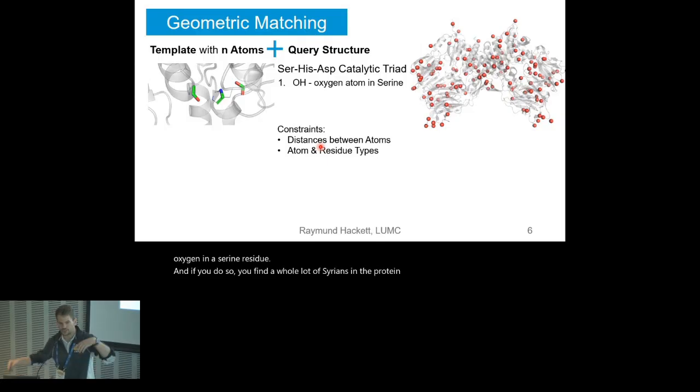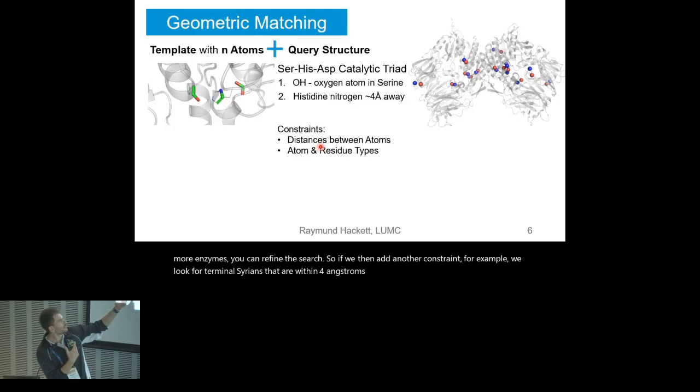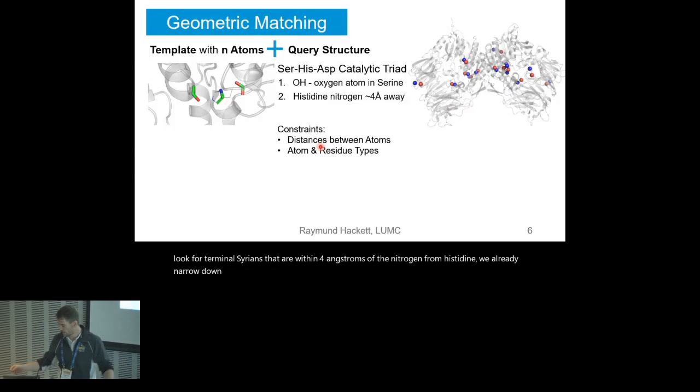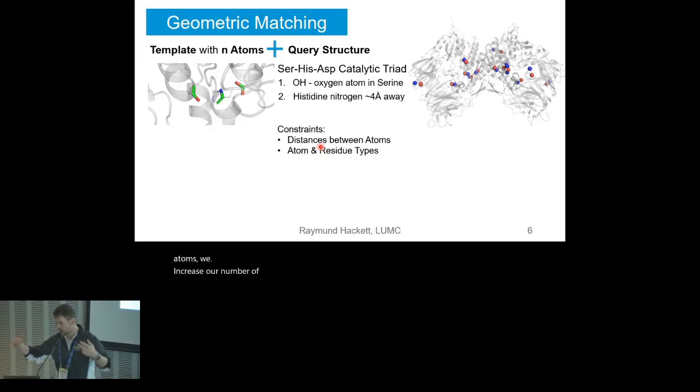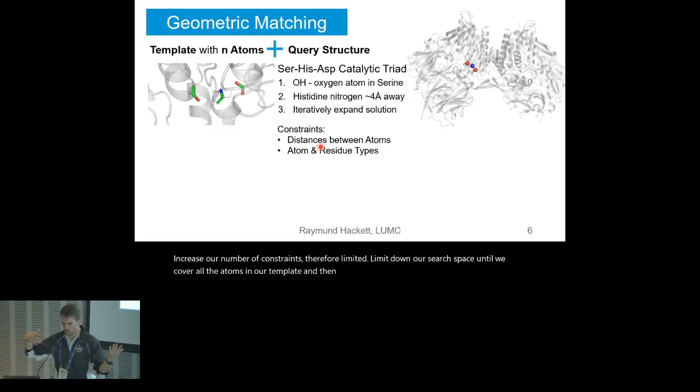So then as you iteratively add more atoms, you can refine this search. If we then add another constraint, for example, we look for terminal serines that are within 4 angstroms of the nitrogen from a histidine, we already narrow down our search. And as we then iteratively add more and more atoms, we increase our number of constraints, therefore limit down our search space until we cover all the atoms in our template, and then we found a match.